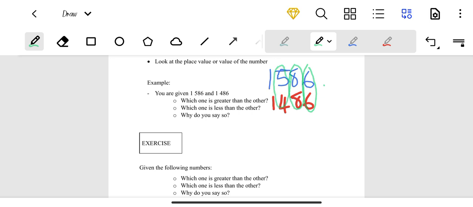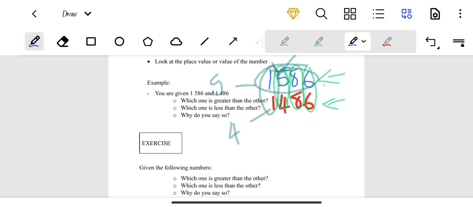This one is actually not the same. So the 5 is greater than the 4. So for now we can say this one is greater than this one. And then let's jump to the last part. So we have 1 and 1. We can also see that 1 and 1, they are the same. So we have determined that this one is greater, this one is less than.